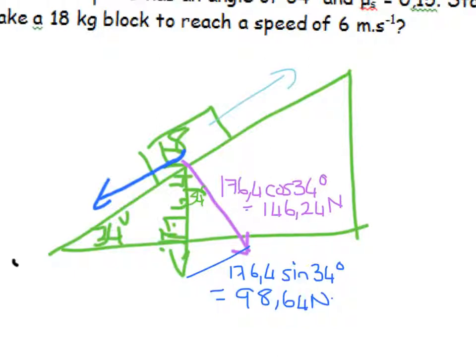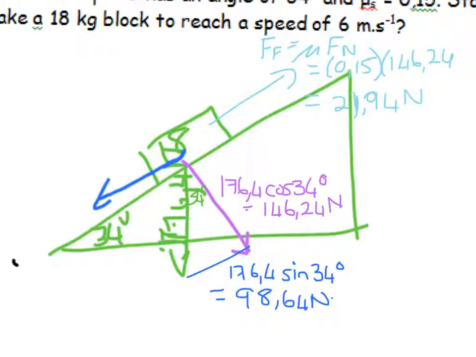Now we need to work out the frictional force, and the frictional force is going to be up the slope, and frictional force is always equal to mu times force normal. Mu, they tell me, is 0.15, and the normal force is going to be exactly equal to that pink force over there, which is the component of weight that is into the plane, and it is 146.24. So I get a frictional force of 21.94 newtons.